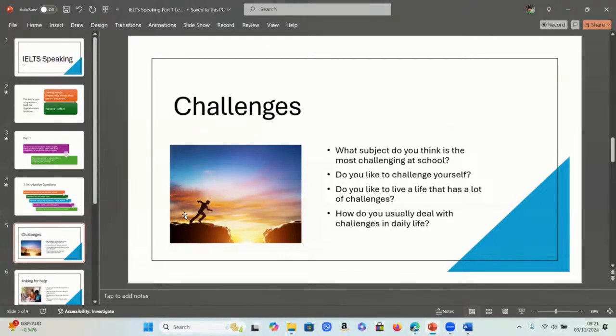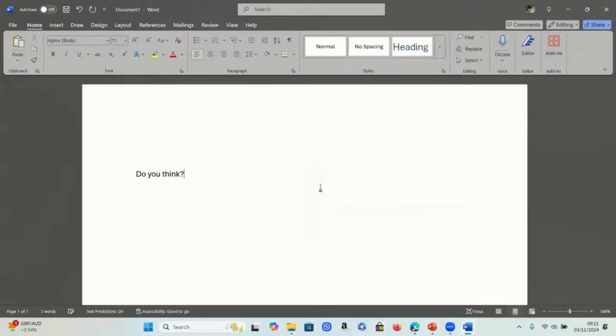How do you begin? Any idea how you begin your answer? What sentence frame could you use? So do you think questions? Do you think? I better put a dot. So how do you begin that?